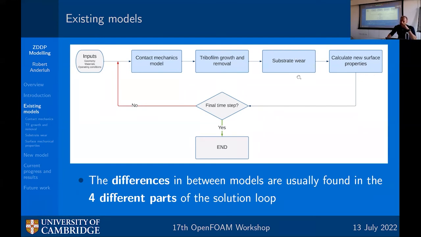This is actually the thing that we are mostly interested in, the wear of the actual steel substrate. And lastly, we also definitely want to be able to calculate new surface properties as the simulation progresses throughout time steps. This is then used within the contact mechanics model because hardnesses can change, elastic modulus can change, and so on.